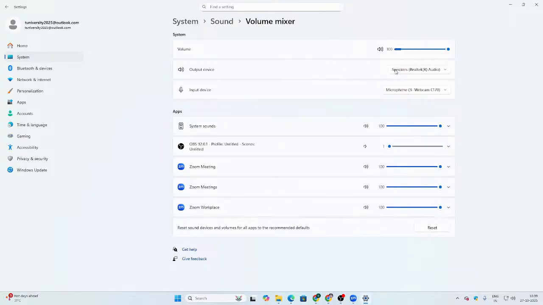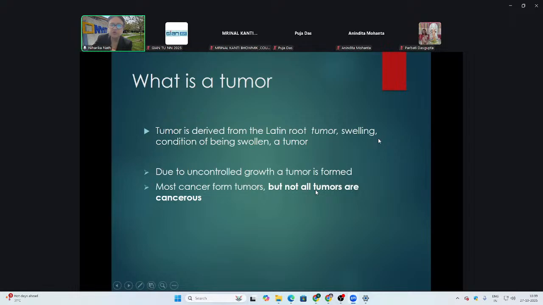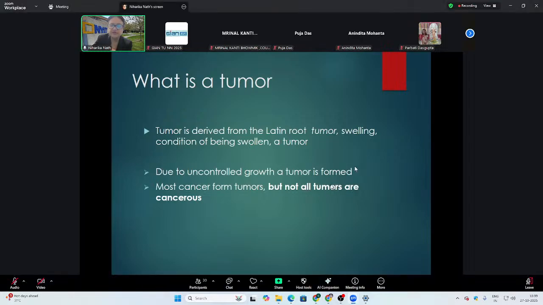That's what a tumor means. So even a plant can have a tumor, a tree can have a tumor. And because of this uncontrolled growth, a tumor is formed. Most cancers form tumors, but not all tumors are cancerous. Tumors not being cancerous means that they may not be that harmful. So even though it's a swollen couple of cells, it may not be that harmful.